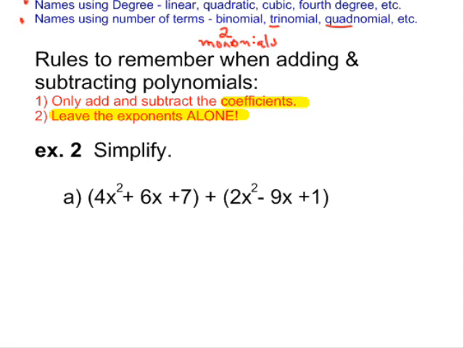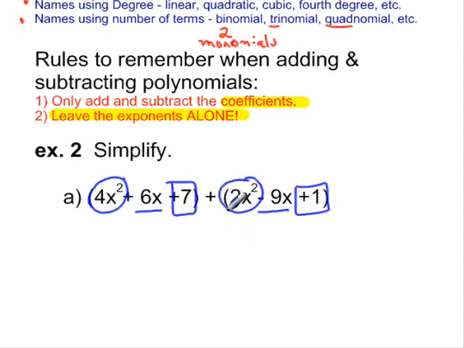We have the polynomial 4x squared plus 6x plus 7 plus 2x squared minus 9x plus 1. The first thing we're going to do is circle our like terms. So I can see that we have an x squared here, and we have a 6x and a negative 9x, and we also have a 7 and a 1. And all we have to do is just add these together. So let me put my x squares together first, since those are the highest degree.